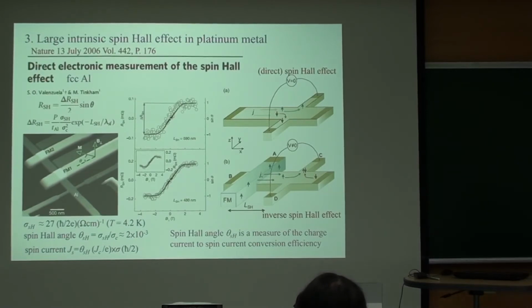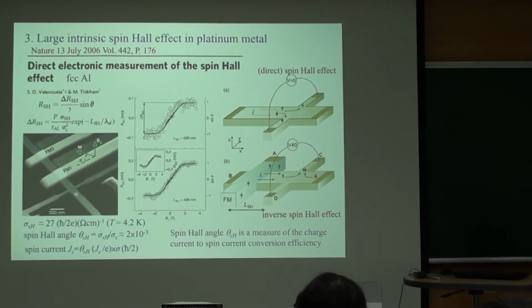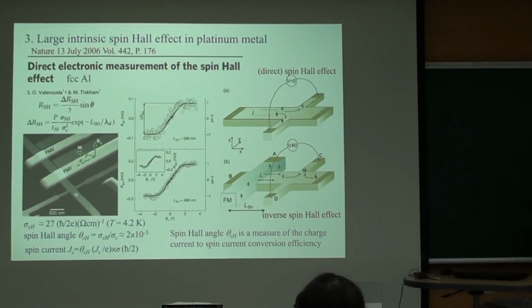Now, let me move on to metal. I told you that in the case of a semiconductor, the spin Hall conductivity is small, and also you need optical methods to measure it, which is of course inconvenient for spintronic application. You want something using electricity, not optics.